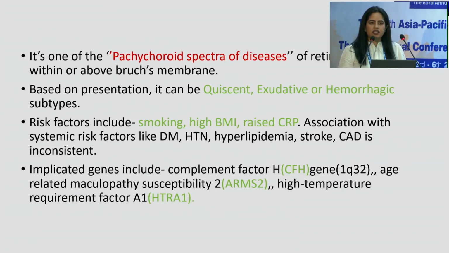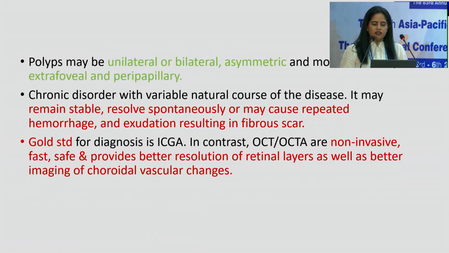It can be quiescent, hemorrhagic, or exudative. Risk factors include smoking, high BMI, raised CRP. There are also implicated genes. Polyps can be unilateral, bilateral, asymmetric, and most commonly polyps are found extrafoveally and peripapillary. It's a chronic disorder with variable natural course of the disease. It may remain stable, resolve spontaneously, or may cause repeated hemorrhages and exudation resulting in fibrous scar.